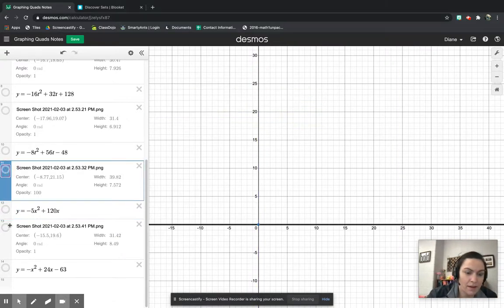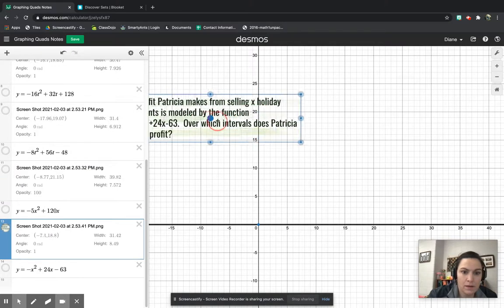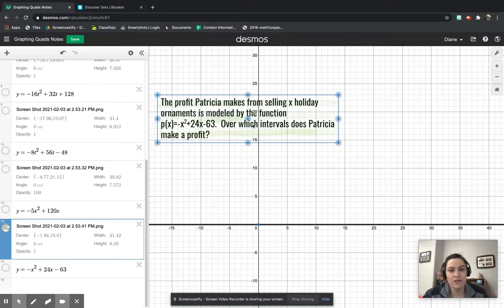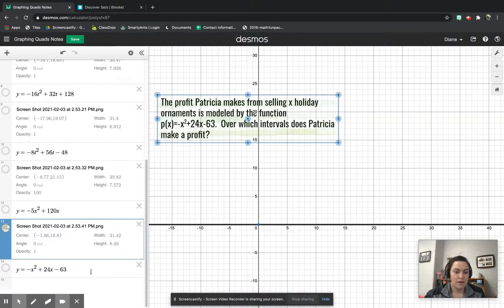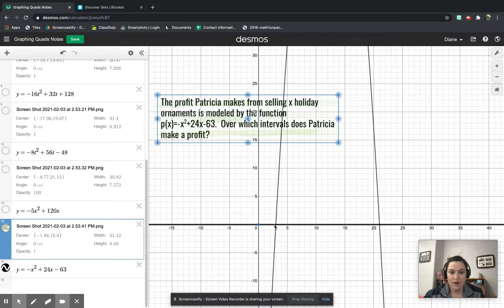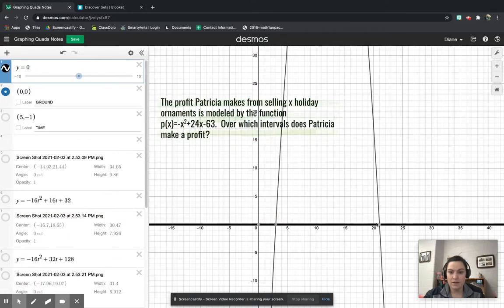We've got this one. The profit Patricia makes from selling x holiday ornaments is modeled by the function P of x equals negative x squared plus 24x minus 63. Over which intervals does Patricia make a profit? So we look here. She made a profit from the third ornament to the 21st ornament. So she makes a profit from 3 to 21 ornaments.